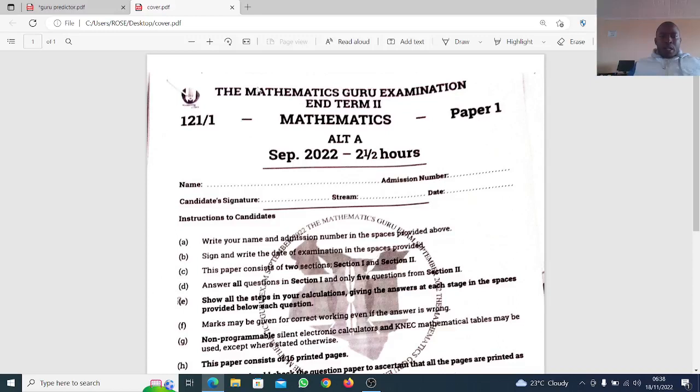Welcome to this Mathematics Guru examination, end of term 2. That is the predictor for KCSE this year 2022.